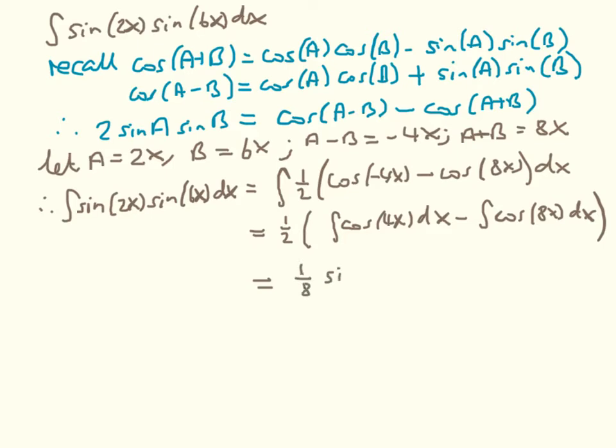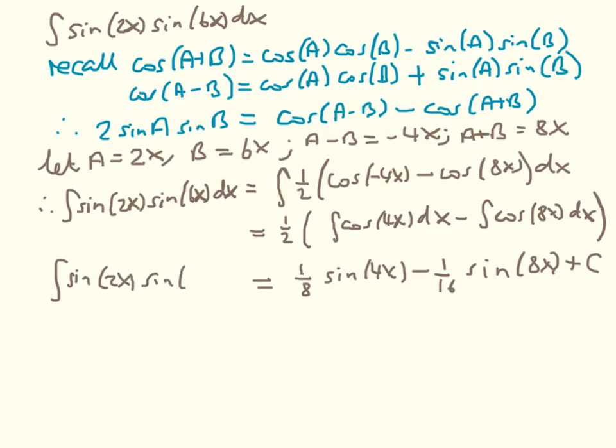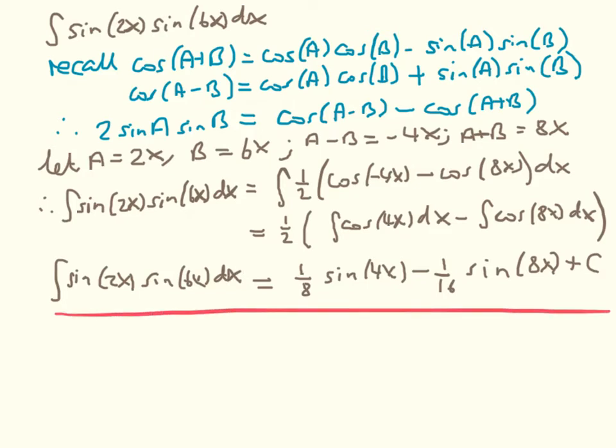1/8 times the sine of 4x, and if I differentiate this, the sine becomes a cosine, and I'm going to pull out a factor of 4 from the chain rule, and 4/8 is 1/2, so that's correct. Minus 1/16 times the sine of 8x, and that is our result for the integral. So with that, I will move on to the next integral.